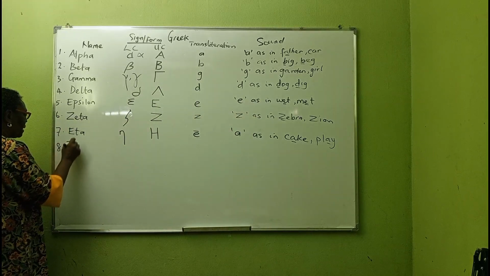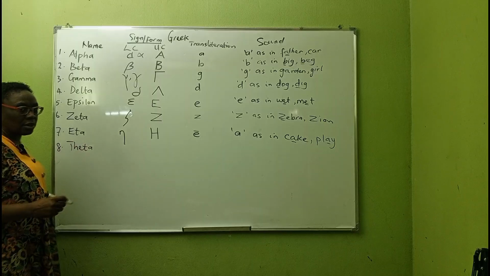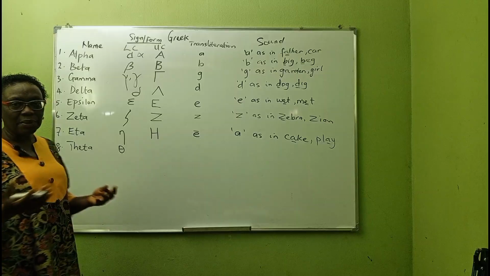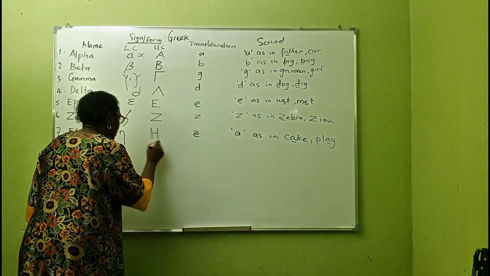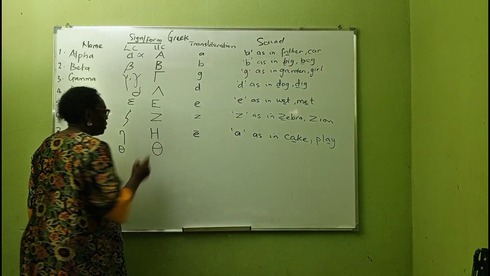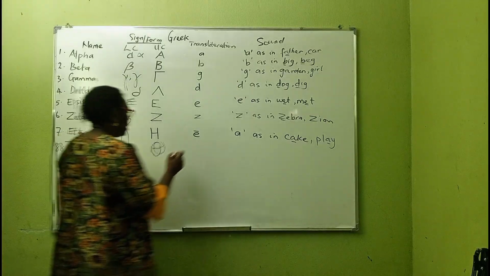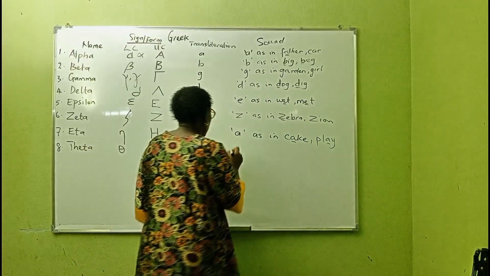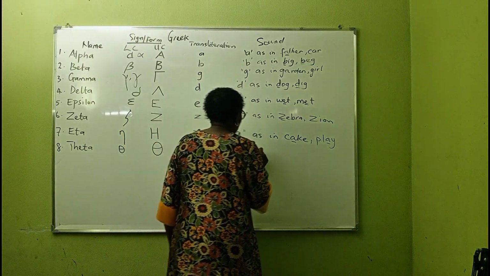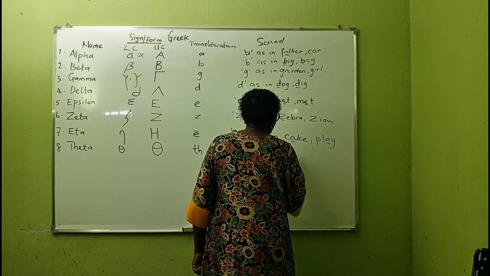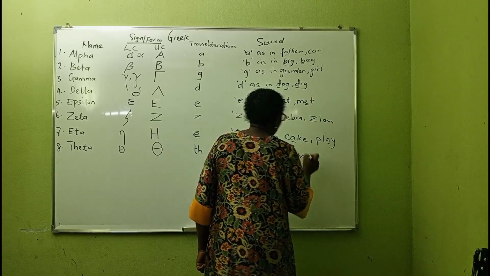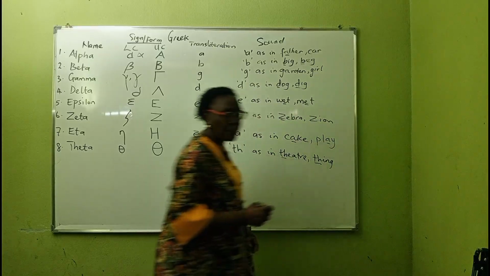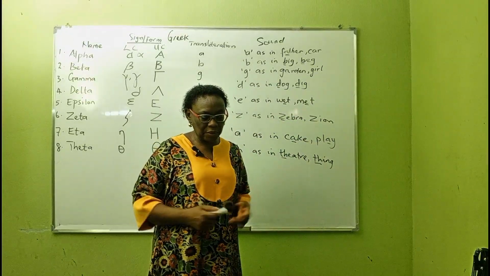Then we have theta. Our theta is like this. And the capital letter is also like this, but it's a bigger one because it's a capital letter. That's your theta. In terms of our transliteration, we're playing with TH. So you can say TH as in theater. You can say thin. TH, thin, or theater. Take note of that.